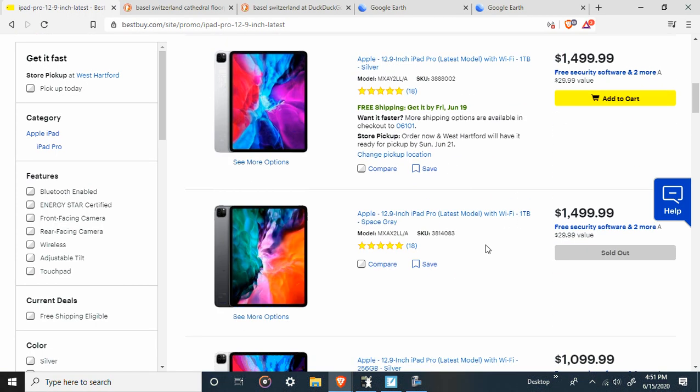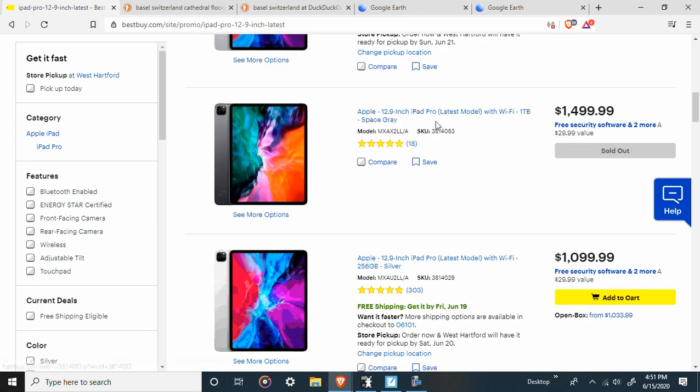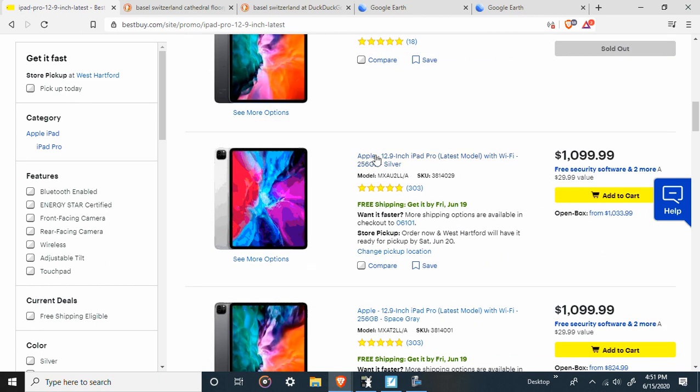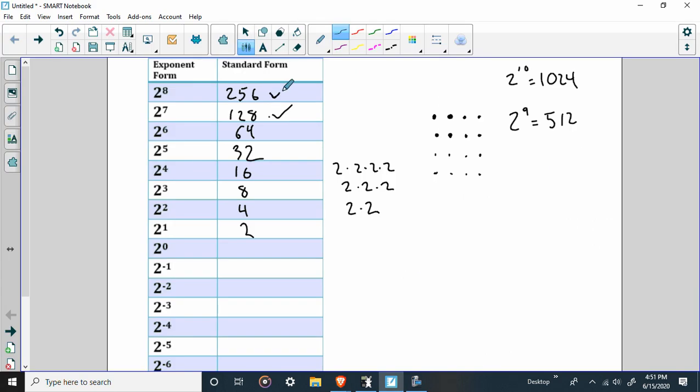I'll get to that in a second. But what do we got? 1 terabyte, 256. Again, that's another one of our numbers. And that terabyte, by the way, is actually this one right here. They rounded it.